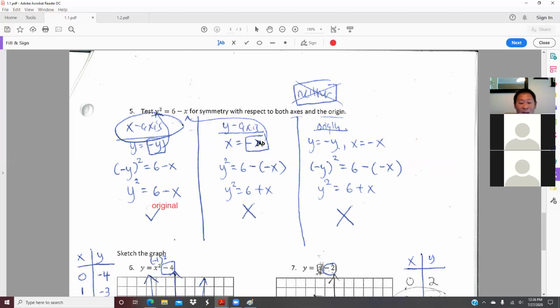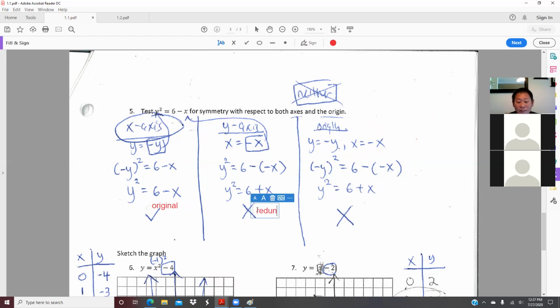In order to test the y-axis, I plug in negative x for x, just for the heck of it. You will get 6 plus x, which is not the same as the original equation. And then to test for the origin, you plug in negative y for y and negative x for x, and you get y squared equals 6 plus x, which is also not the same as the original equation. So these two are out. That's why this question is symmetric with the x-axis. So again, this is redundant.